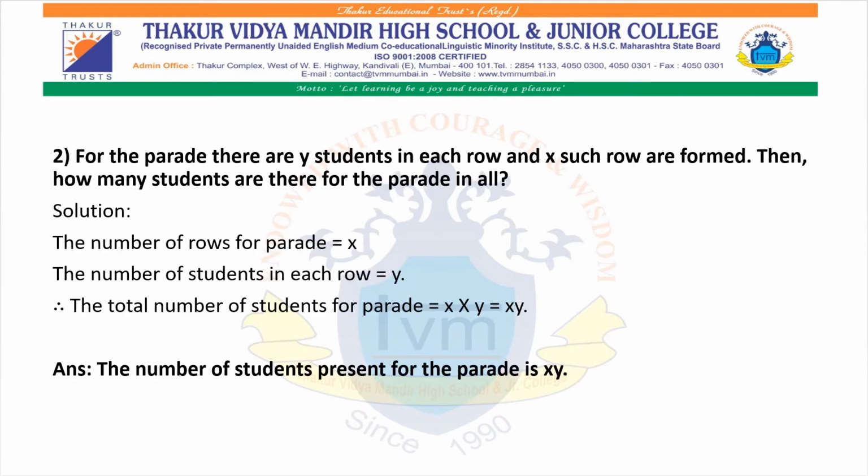Question 2. For the parade, there are y students in each row and x such rows are formed. Then how many students are there for the parade in all? Solution. The number of rows in a parade is equal to x. The number of students in each row is equal to y. Therefore, total number of students for parade is equal to x into y, which is equal to xy. Therefore, the answer is the number of students present for the parade is xy.